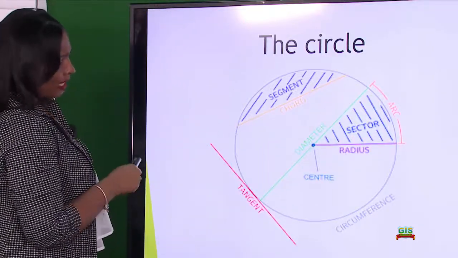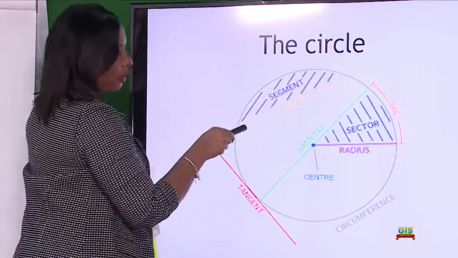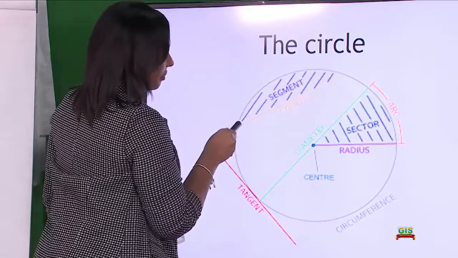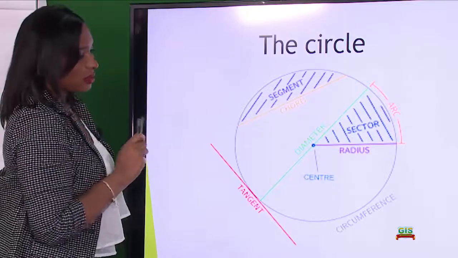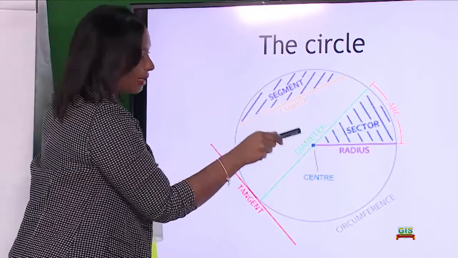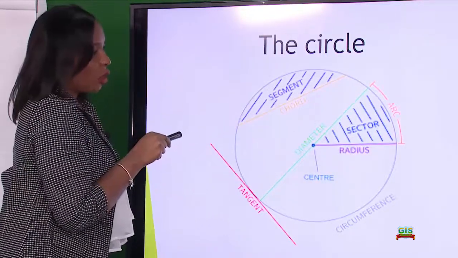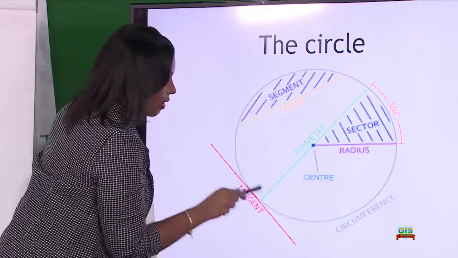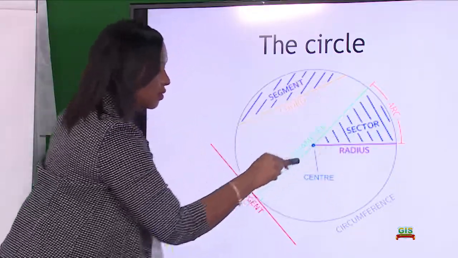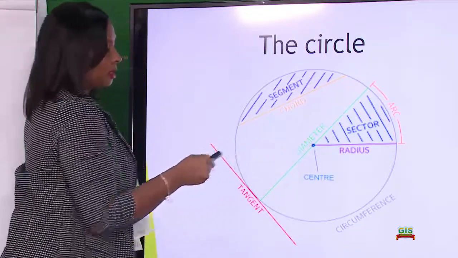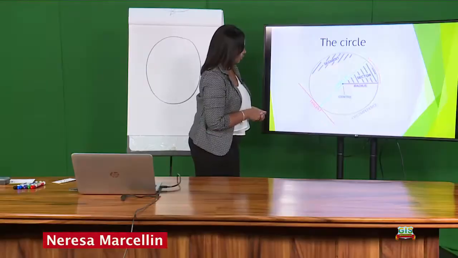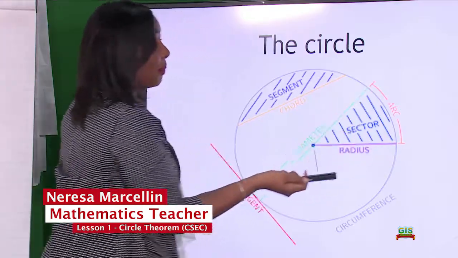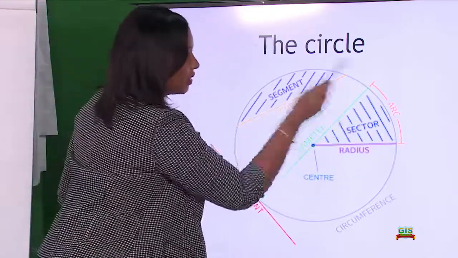Then we have here a chord, which is any line going from circumference to circumference. But the marked difference between a chord and a diameter is that the chord does not go through the center. So you can have a chord anywhere else. If it goes through the center, it's a diameter. Good. So those are the main things that we need to know. Oh yes, and the arc. An arc is part of the circumference.